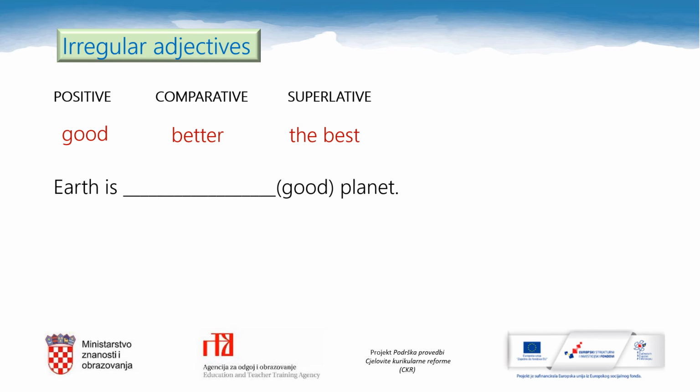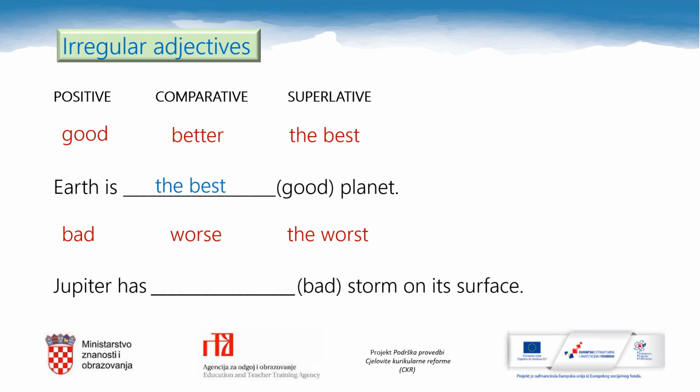I'll ask you to solve this example so I can see if you know how to use it in a sentence. Earth is the best planet. Good, better, the best. We have another irregular adjective. Bad, worse, the worst. And here is the example. That's correct. Jupiter has the worst storm on its surface.